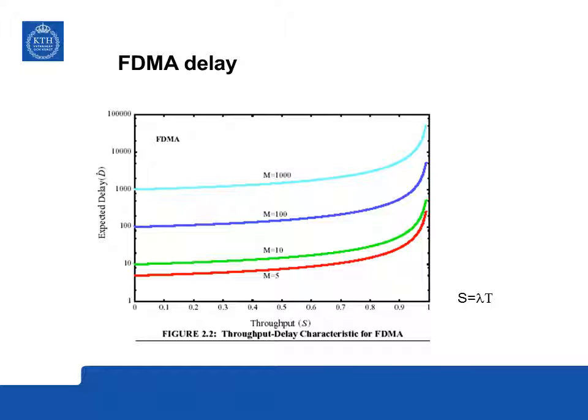And as the number of users increases, we see that the delay goes up, since there are more users that will share the same resources. The asymptote is at throughput 1. Here we have the normalized throughput. S is lambda divided by t. So S equal to 1 corresponds to the case when there is 1 transmission per original transmission slot. So all the systems have the same asymptote, S equal to 1 on the right hand side.